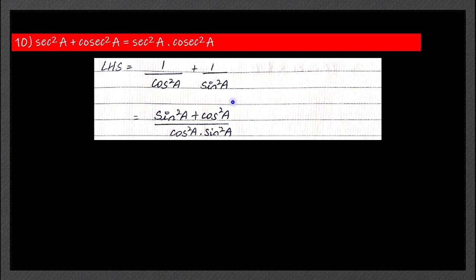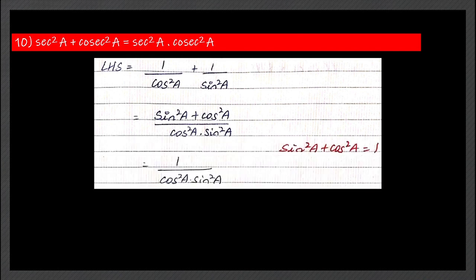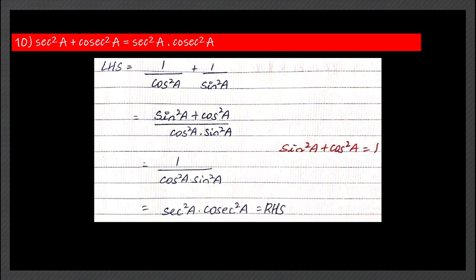Then upon taking the LCM, we will be getting sin square A plus cos square A divided by cos square A into sin square A. We all know that sin square A plus cos square A equals 1. 1 divided by cos square A into sin square A, which is nothing but equal to secant square A into cosecant square A, which is RHS. When taking the reciprocal, we know the reciprocal relations, so we can arrive at the answers. So only the introductory video of the trigonometry chapter plays an important role in solving each and every question in your trigonometry.